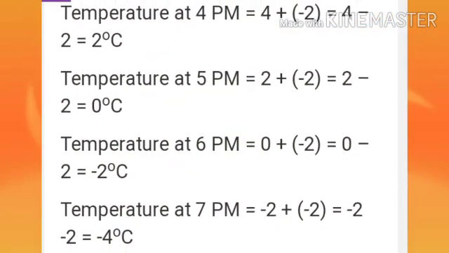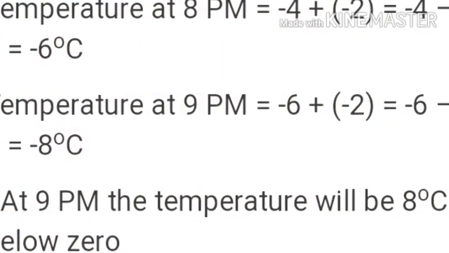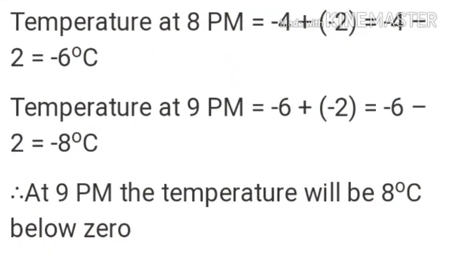Then at 5 p.m. the temperature level was 0 degrees Celsius. Then for 6 p.m., minus 2 degrees Celsius. How do you get minus 2 degrees Celsius? It is below 0. Then 7 p.m., minus 4 degrees Celsius. Then for 8 p.m., minus 6 degrees Celsius, and at 9 p.m. it reaches minus 8 degrees Celsius, which is below 0. Therefore, at 9 p.m. the temperature level will be 8 degrees Celsius below 0.